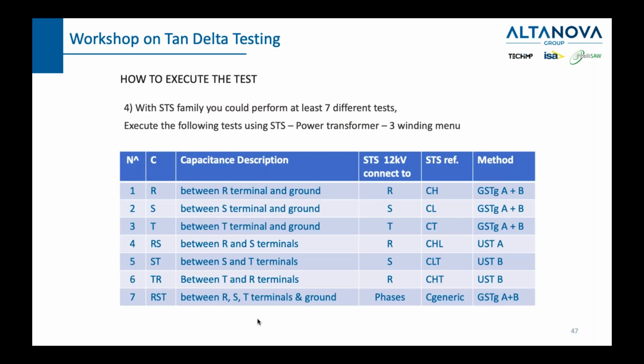We would connect the test set to the motor, and then we would do different tests. And this is the answer to the question before, which methods do we use when we measure rotative machine? It depends what do we want to measure. So if we are measuring the insulation of a certain phase versus ground, then we will use a GST, G A plus B, and we would connect two different phases. You will see that later. If we are measuring between, we use a UST, and if we measure all of them between the ground, then we use again the same one as before.